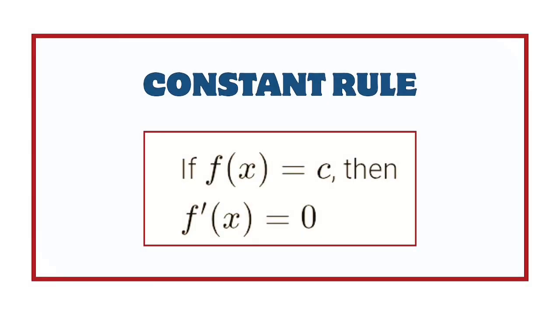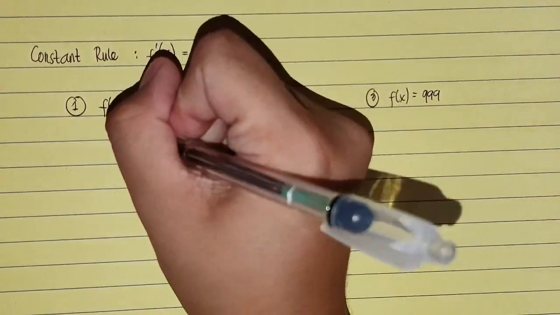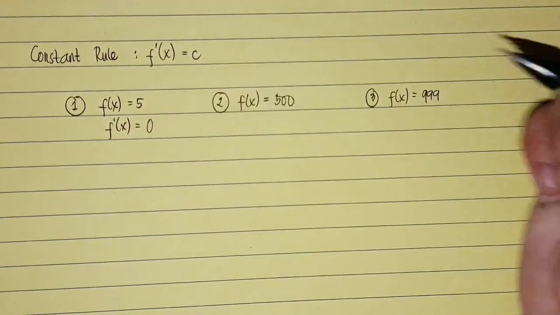Constant rule. The constant rule states that the derivative of a constant function is 0. This is because a constant does not change and the derivative measures the rate of change. Now let's have an example. Our first example here is f(x) = 5, and since 5 is a constant number, therefore the derivative of f(x) = 5 is 0.